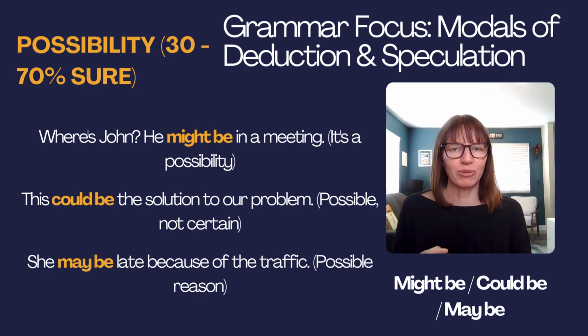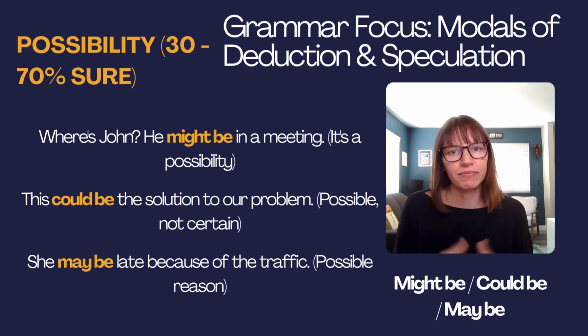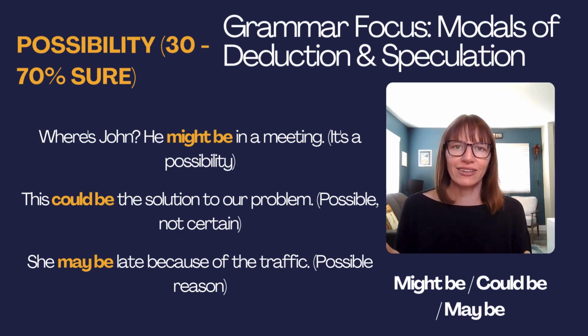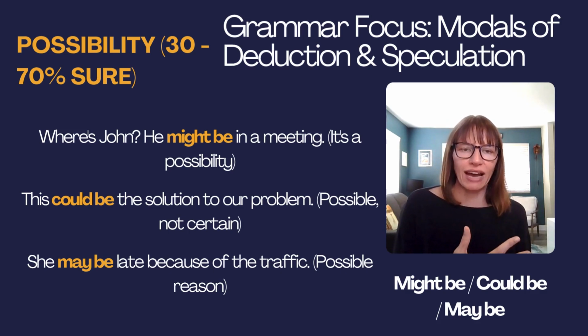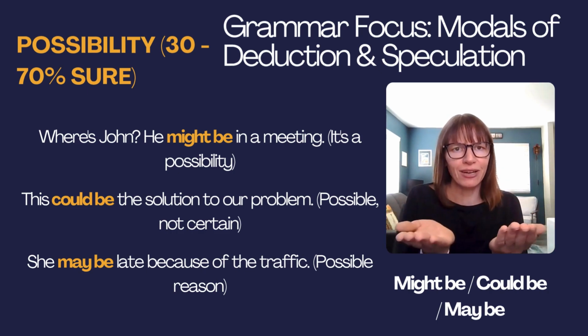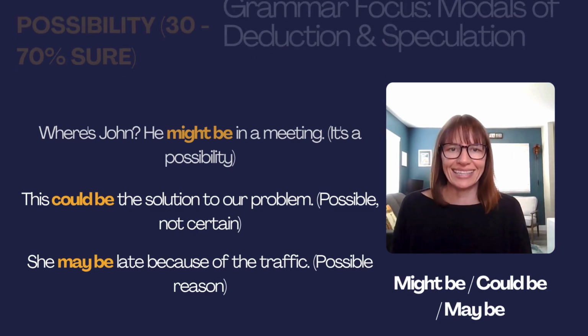Let's look at the examples. Where's John? He might be in the meeting. Next one. This could be the solution to our problem. And our third example. She may be late because of the traffic. Again, these are all possibilities. You're sort of in the middle. You're not positive, but you're not uncertain either.